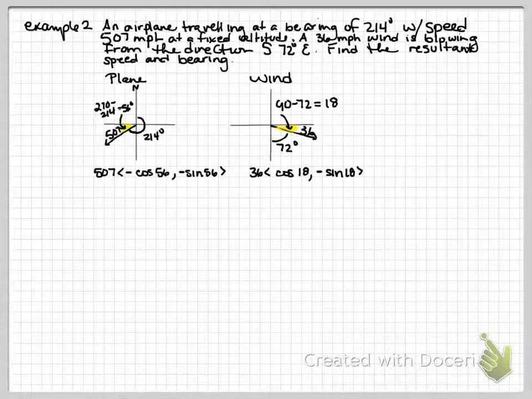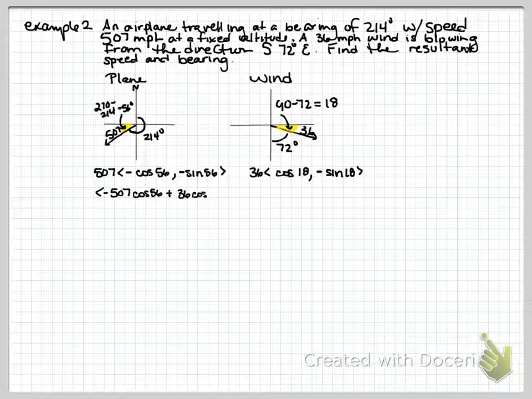So now we're going to add the two things together. And I'm going to not do what I did last time where we wrote out each part. We can put it all together. We know we're adding it together. So 507 times negative cosine 56 is just going to be negative 507 cosine of 56. Adding it over on the other side is 36 cosine of 18, comma, now let's do our sine. Negative 507 sine of 56. 36 times negative is going to be negative 36 sine of 18.